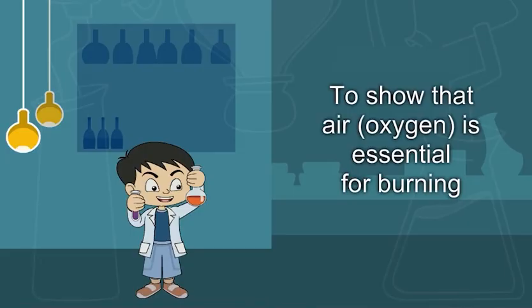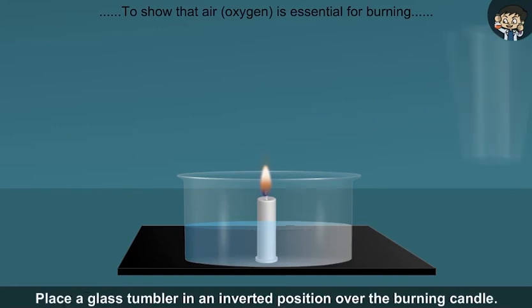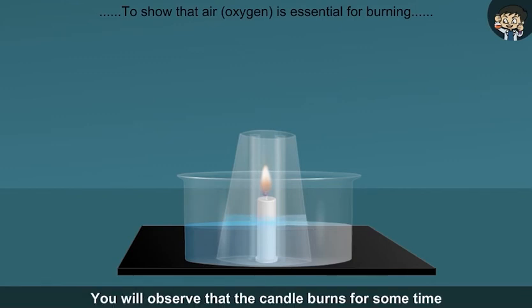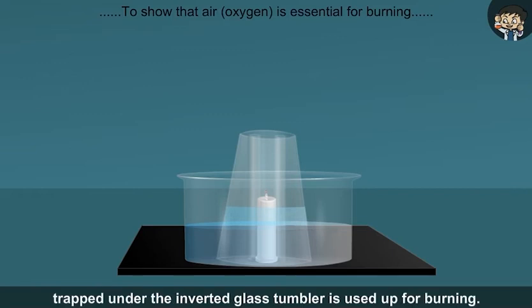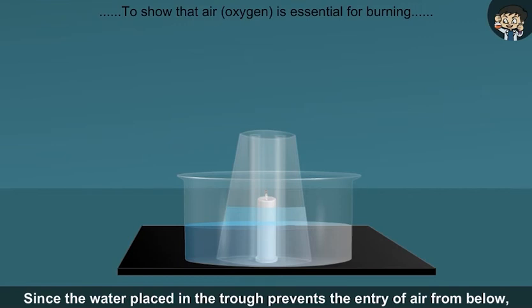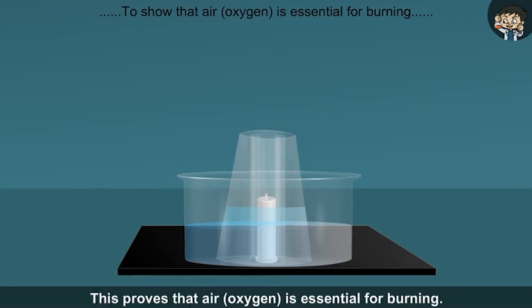To show that air or oxygen is essential for burning, fix a lighted candle in a trough containing some water. Place a glass tumbler in an inverted position over the burning candle. You will observe that the candle burns for some time and then the flame goes off. This is because the oxygen in the air trapped under the inverted glass tumbler is used up for burning. Since the water placed in the trough prevents the entry of air from below, the candle does not get any more oxygen for burning. This proves that air or oxygen is essential for burning.